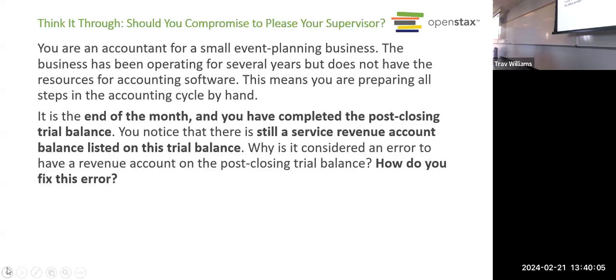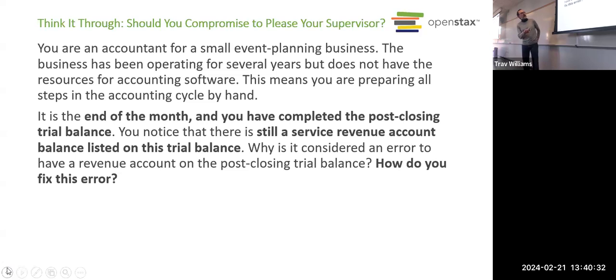Take it from here. Okay. So here's a scenario where it's the end of the month. We completed our post-closing trial balance. What step is that? Post-closing trial balance? Step 9. So in other words, we've done the whole accounting cycle. We've closed out the books for the year. We're ready to go home.